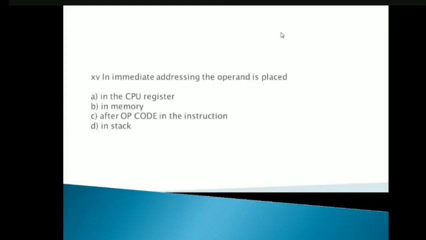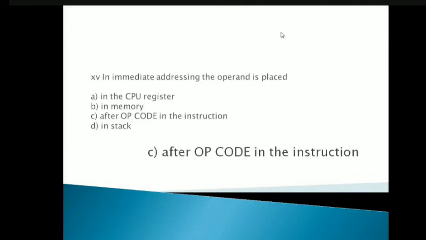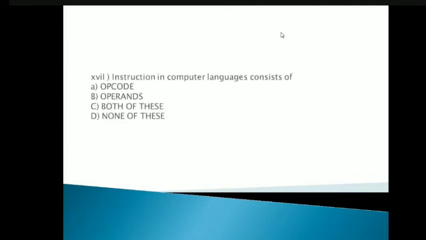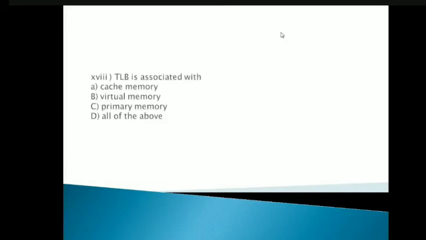Giga is a power of 2 to the power 30. In immediate addressing, the operand is placed in the memory after the opcode in the instruction. Definitely after the opcode in the instruction. Instruction in computer language consists of opcode, operands, both of these, none of these: both of these. TLB is associated with cache memory.